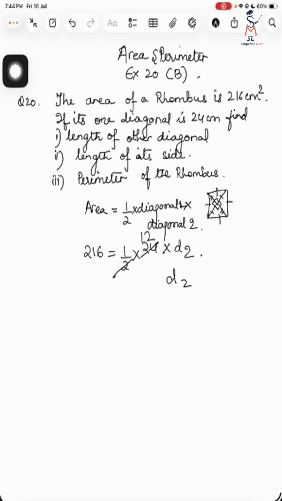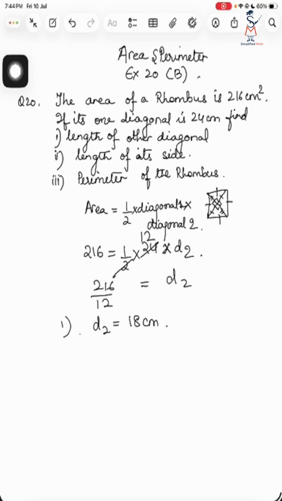So D2 becomes 216. 12 goes to the other side and becomes divide because it is multiply here. So D2 is 216 divided by 12. That comes out as 18 centimeter. So we got the length of the other diagonal.